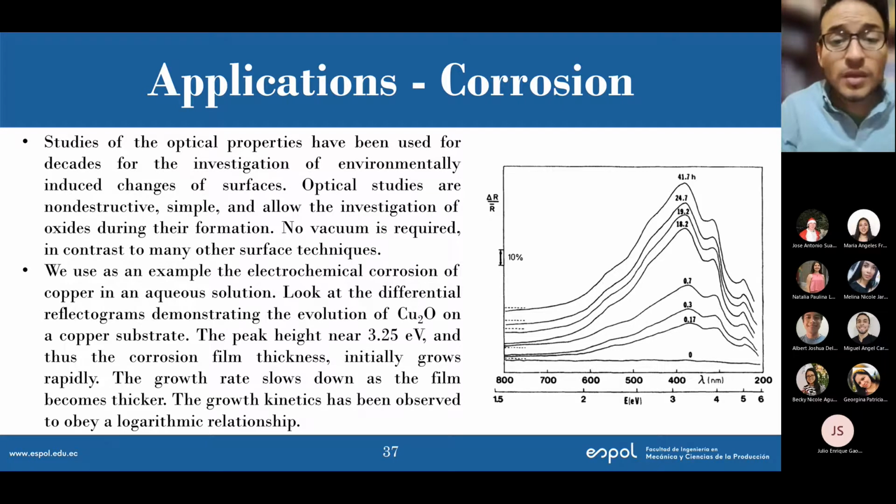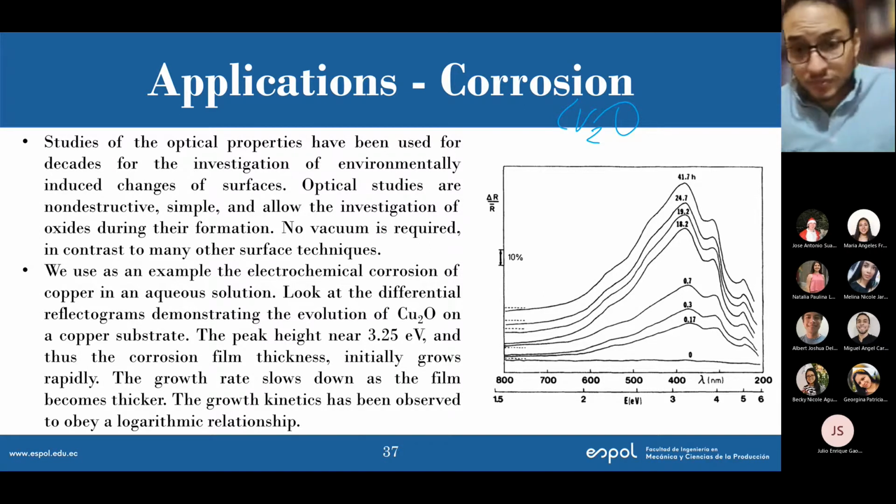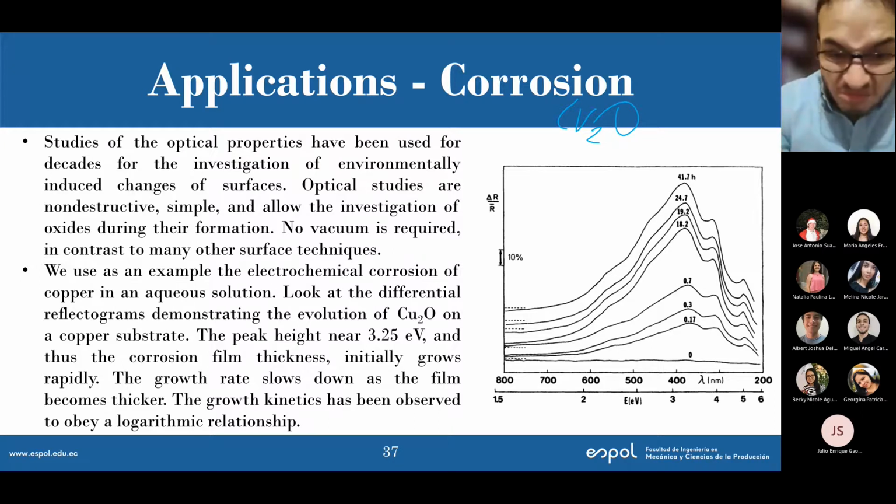So, for example, the graph you see there is from an experiment, an electrochemical corrosion of copper in aqueous solution. So you can see the reflectograms there. You can see the evolution of copper oxide, Cu2O, on the substrate. And you can see you have a peak around 3.25 electron volts or so, 3.25 electron volts.